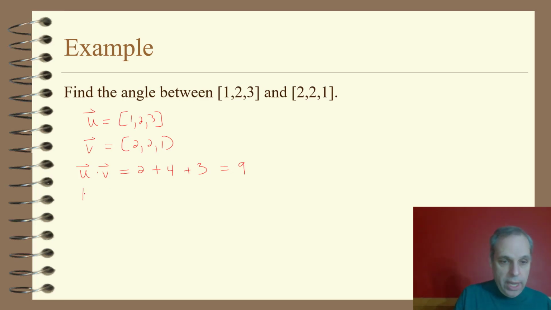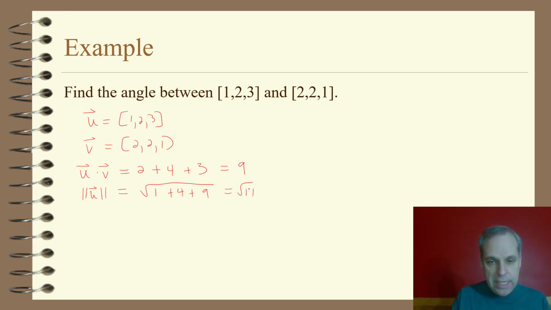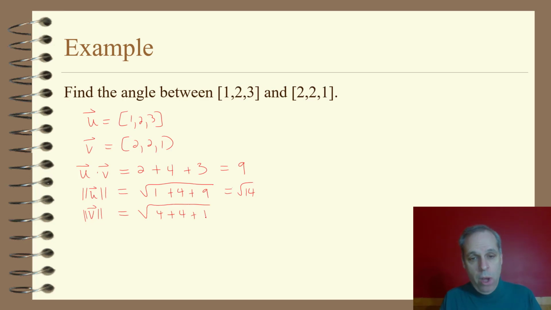I need to know the length of u, which is the square root of 1 squared, which is 1, plus 2 squared, which is 4, plus 3 squared, which is 9. That's the square root of 14. And I need the length of v, which is the square root of 2 squared, which is 4, plus 2 squared, which is 4, plus 1 squared, which is 1, and that is the square root of 9, which is just 3.